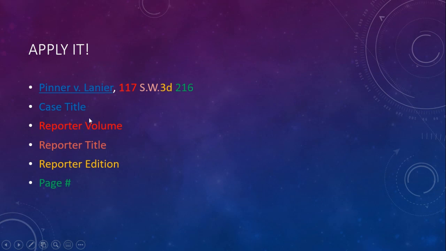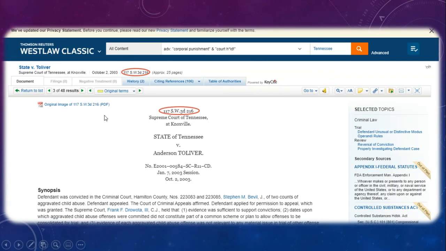Next, we're going to do the reporter volume, title, edition, and page number. And this seems like a lot of information to cover in one slide, but I promise it's not. And it is going to be right here and right here. And so Westlaw already did it for you, so all you have to do is copy and paste.